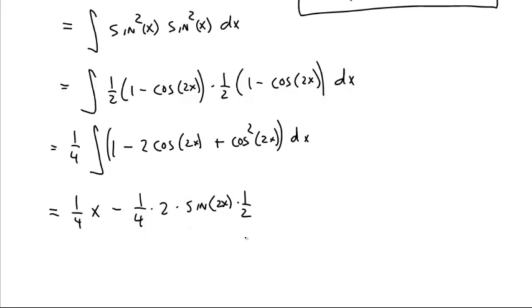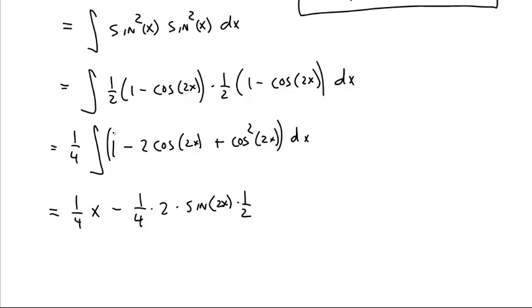Let's look at this one more time. What's the derivative of sine of 2x times 1/2? Well, the 1/2 is a constant, you just leave it alone. The derivative of sine of 2x is cosine of 2x times the derivative of what's inside, which is 2, which cancels out with the 1/2. That gives you exactly what you want.